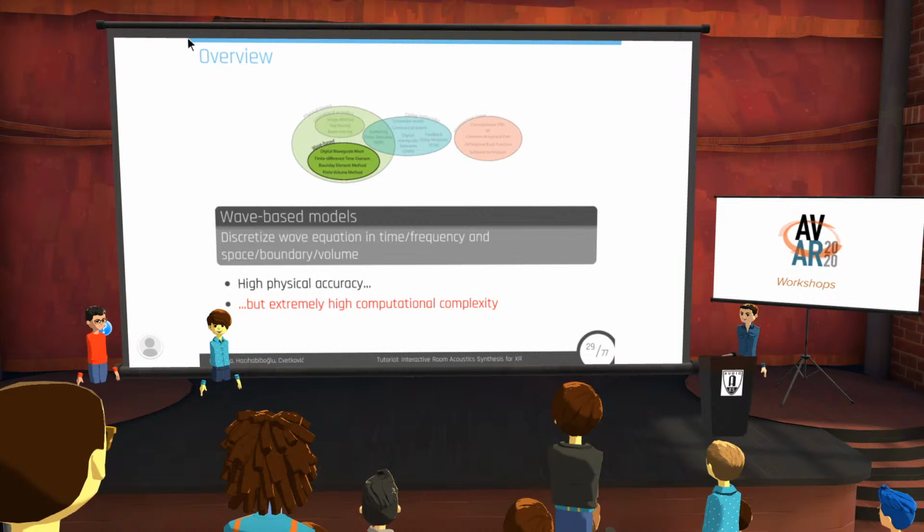Now the wave-based models are the class of models that allows for the highest accuracy available to us. The issue is that this comes at a cost of high computational complexity. And although certain advancements have been made in the past, for instance, on how to run these models on GPUs, as of today in XR this is still considered quite expensive.